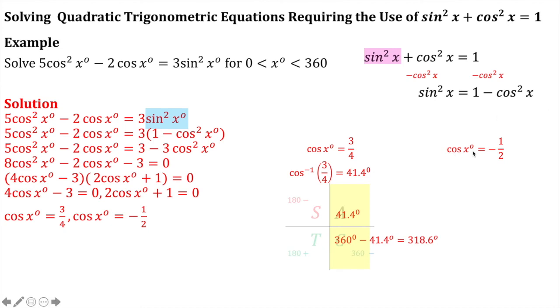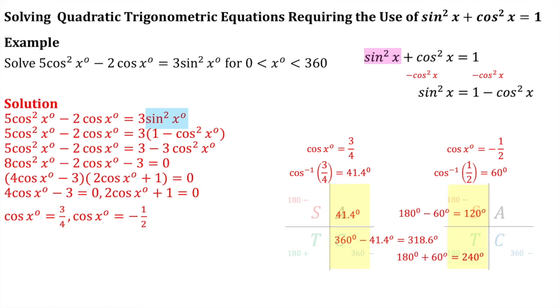Now, I also had cos x equals -1/2. I know because this is equal to a negative that my answers occur in the second and third quadrants. So inverse cos of +1/2, remember that's an exact value, alarm bells should be going off in your head just now, so that is 60 degrees. So in the second quadrant my answer is 120 degrees, and in the third quadrant 240 degrees. So I've got 4 answers here. So x is equal to 41.4, 120, 240 and 318.6.